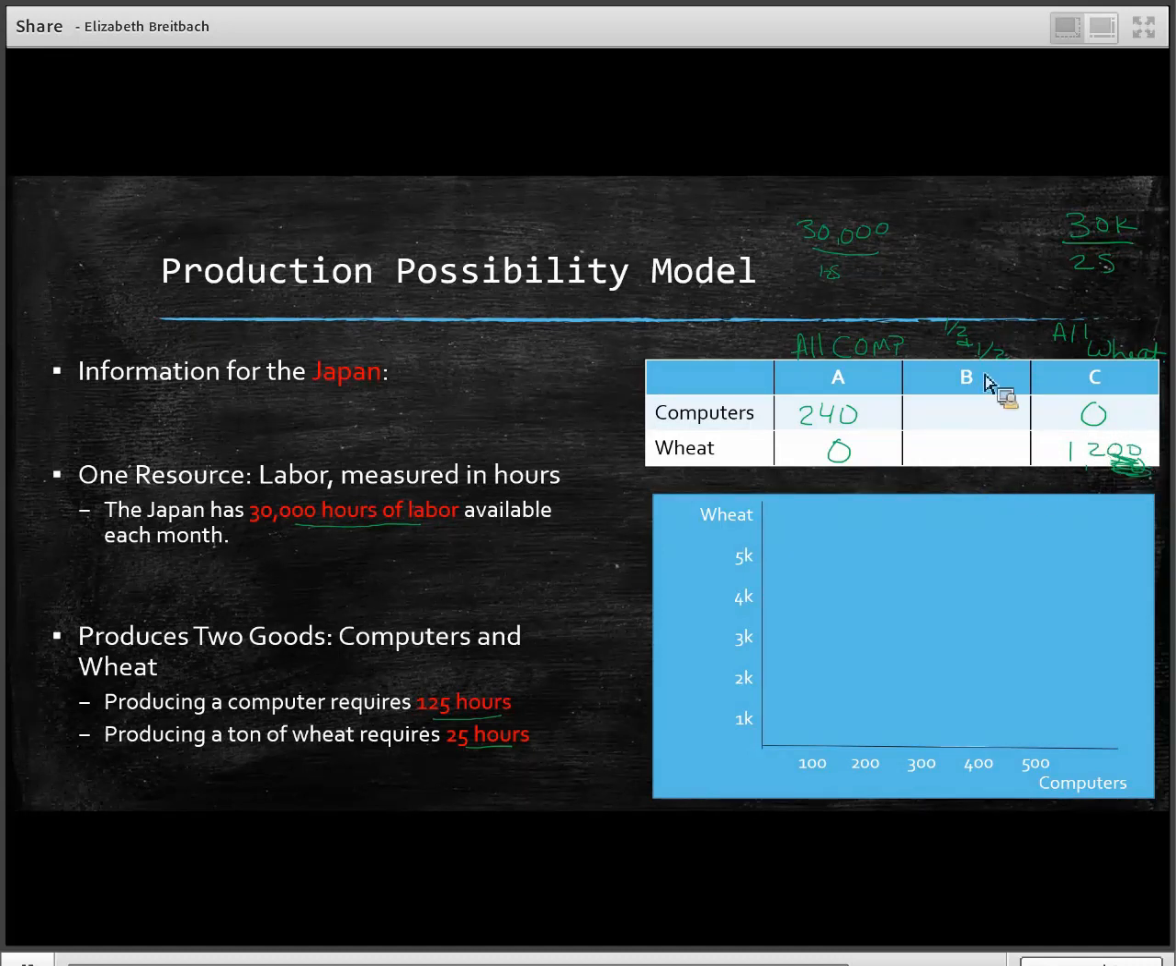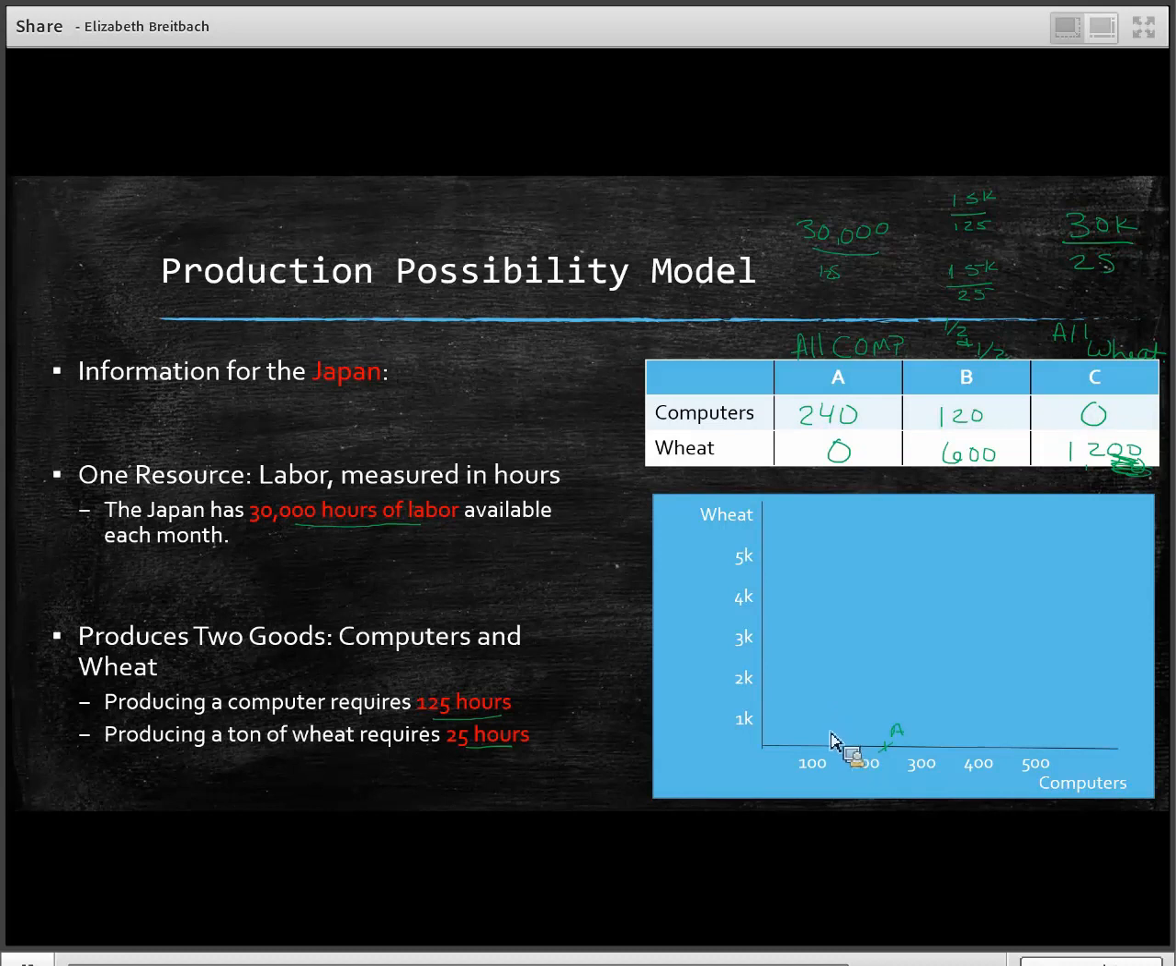All right, what about half and half? So that means we're spending 15,000 hours producing computers, so that's 15,000 divided by 125, and then another 15,000 hours towards the production of wheat, and that would be 15,000 divided by 25. And what we see here is that's 120 computers and 600 tons of wheat. So let's do a quick labeling here. I'm going to say about here for point A, and then add 120 computers and 600 tons of wheat.